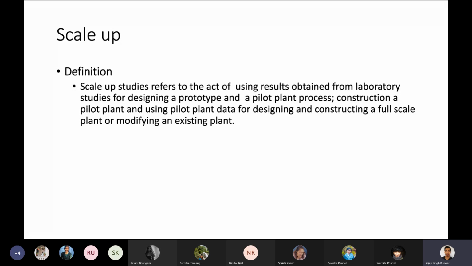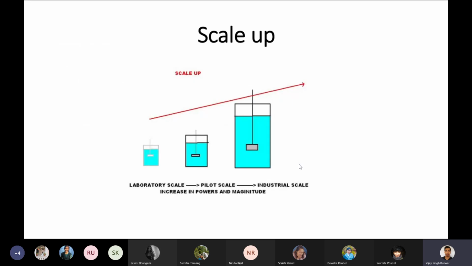Now if a property is not observed, how can you design the system? If the property doesn't appear at lab scale, how will you design for industrial scale? That's why a pilot scale is needed. So there is the laboratory scale, the pilot scale, and then the industrial scale, with an increase in power and magnitude. This we call scale-up studies.